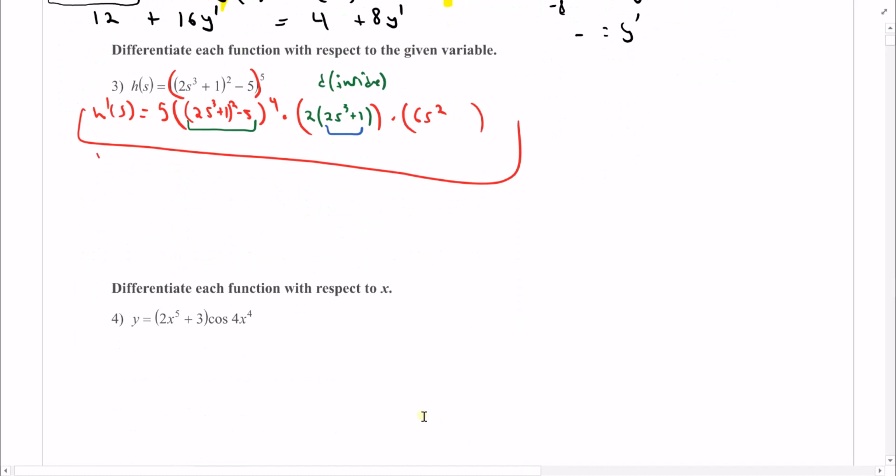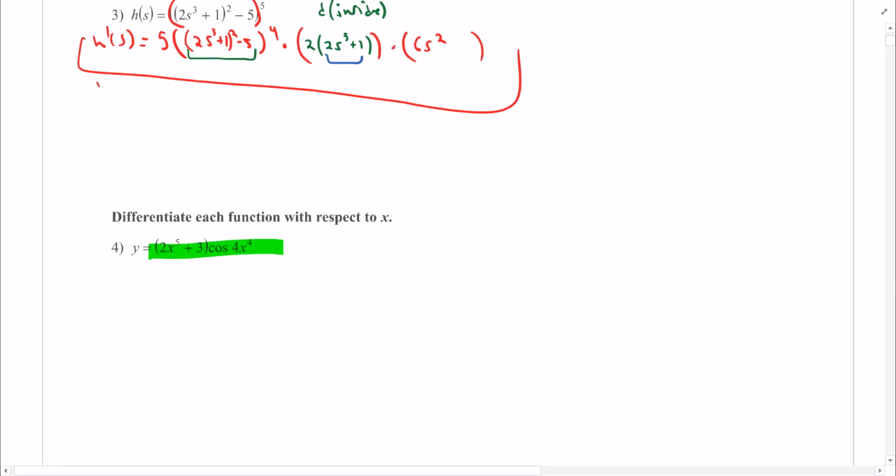Okay, next one is going to either be a quotient rule or a product rule. We're trying to take the derivative of this. In this case, it's product rule. There's a u and the v, so the y prime is going to be u prime v plus v prime u. In this case, u prime is 10x to the 4th times v, which is cosine 4x to the 4th. We're going to add that to v prime, which is negative sine 4x to the 4th times the derivative of the inside is 16x to the 3rd times u, which is 2x to the 5th plus 3.